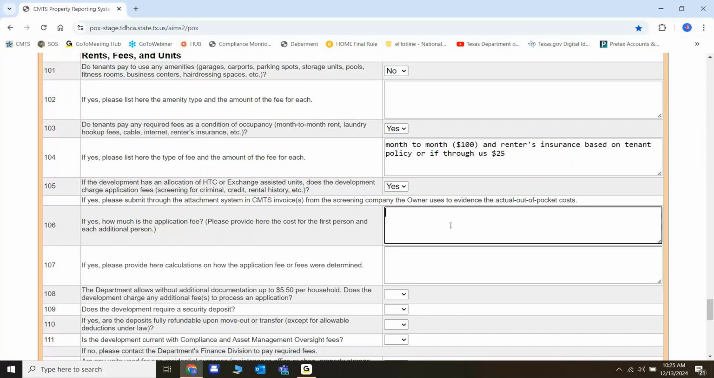Okay, my application fee is $20 and I'm invoiced $15, and we add the $5. You can add up to $5.50, but this person said we like an even $20. So this is how we did it.